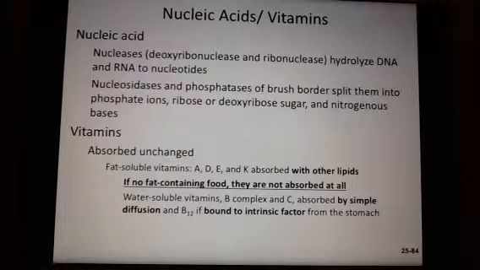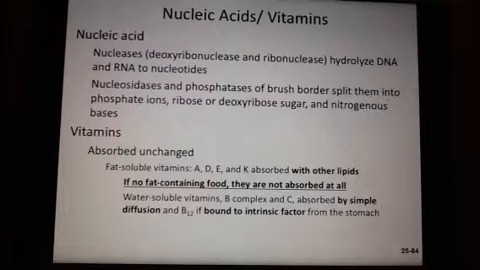Now, all of this should be review from A&P1. You should know that the nucleic acid is made of nucleotides, and that the nucleotides are made of phosphates, sugars, and bases. But that's as short as that part is. It's very, very simple. Just an enzyme for each one.